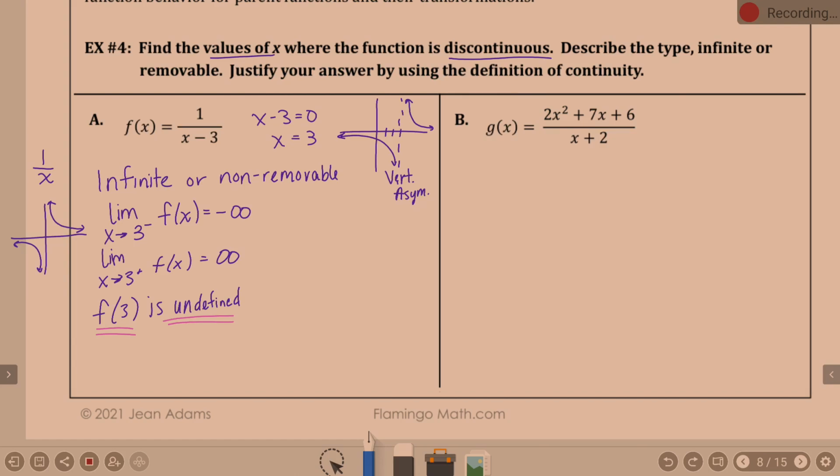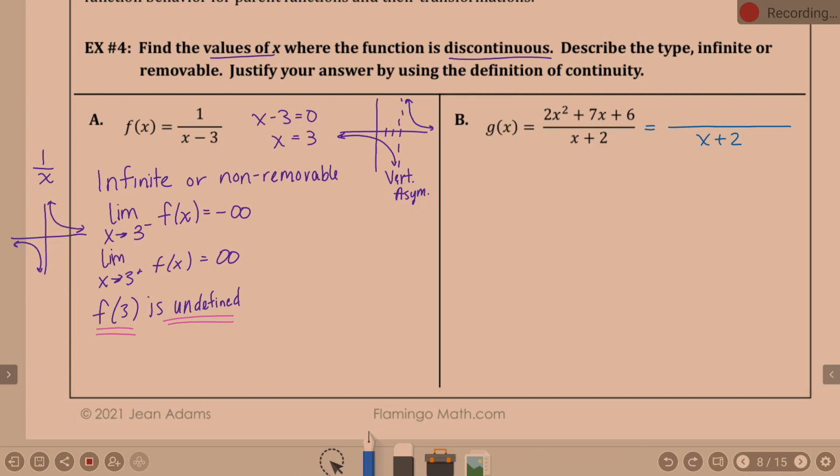Yeah, always, if you can, factor that top, because what possibility exists? We could have a canceling. Okay, so always, if you can, try and cancel that top. So the denominator is going to stay x plus 2. This looks like product of AC, yes?